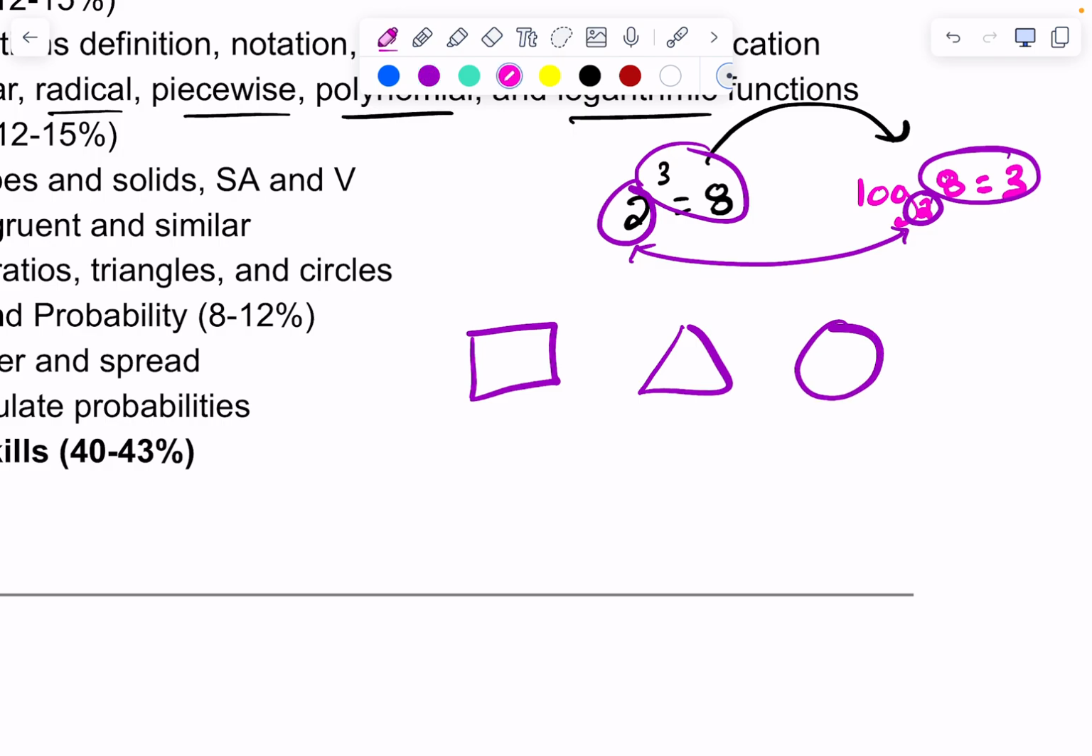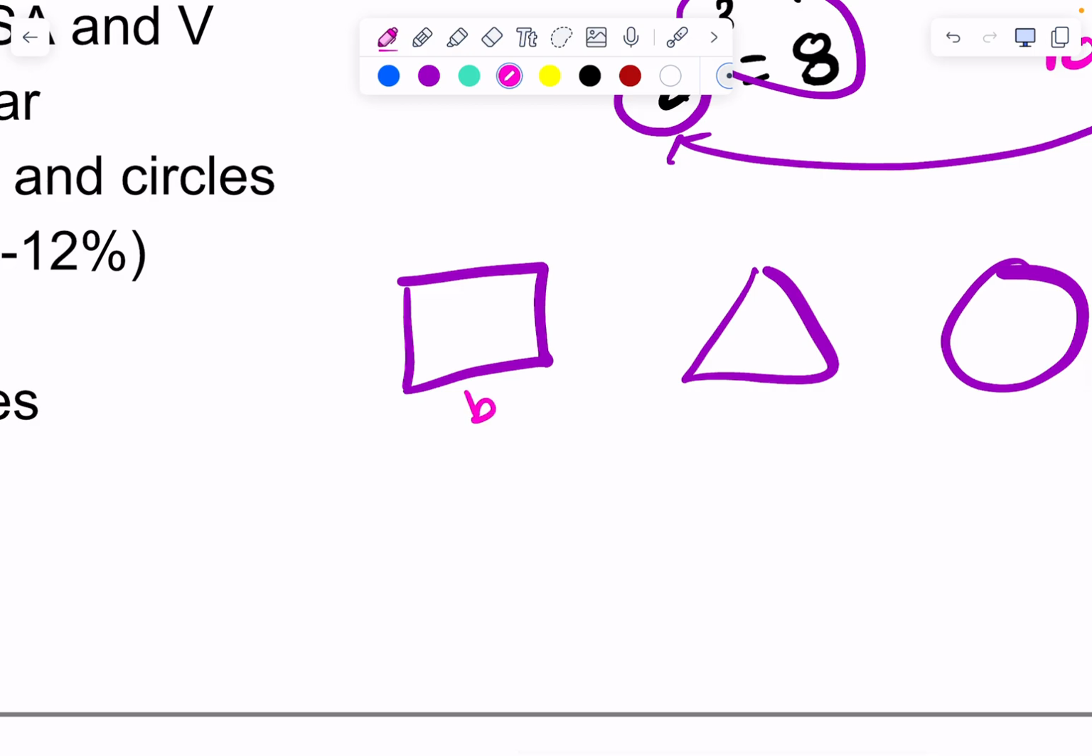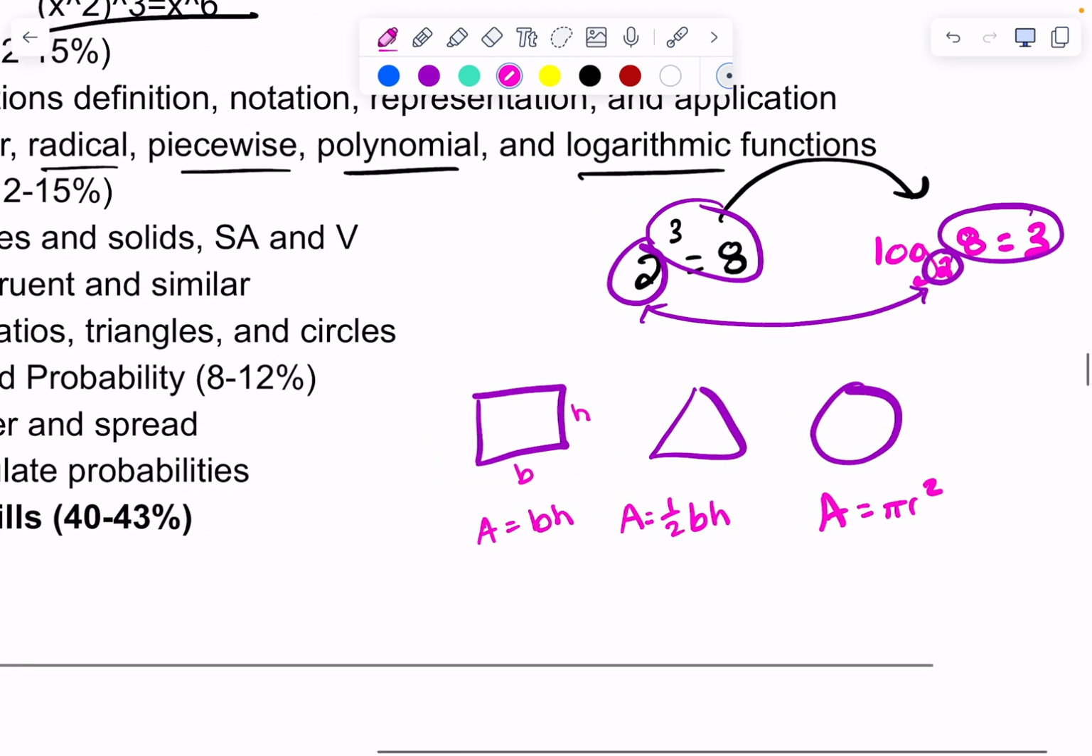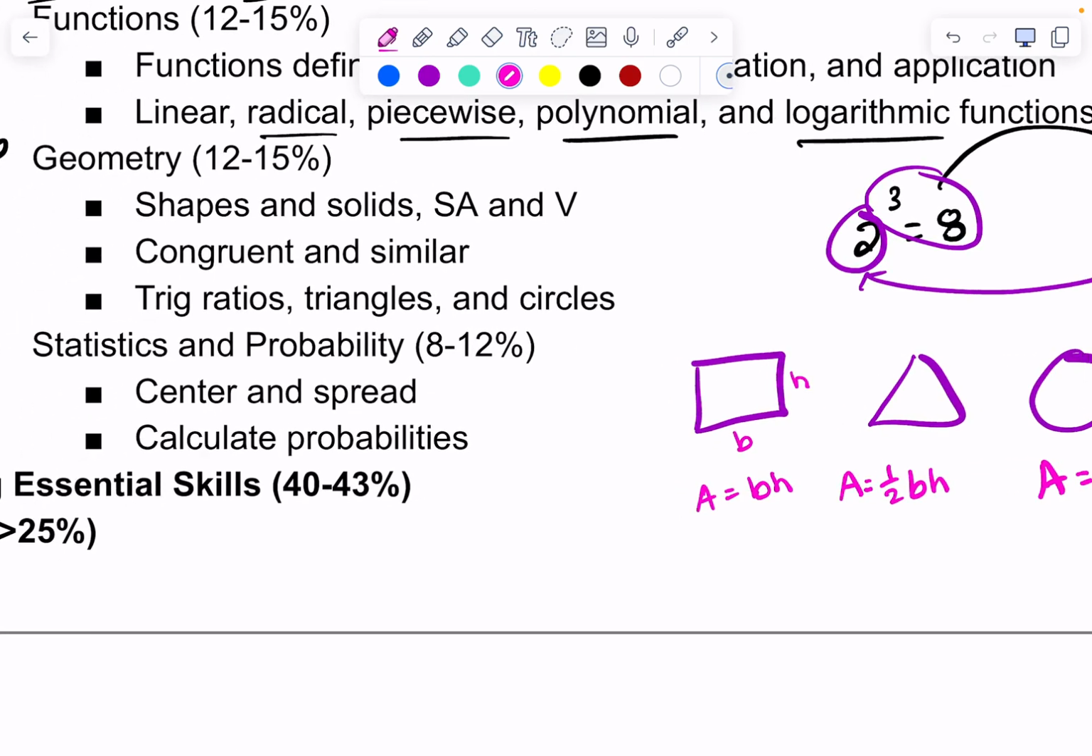How do you find the area of a rectangle? Yeah, base times height or length times width. That's the area. How do you find the area of a triangle? Half of that. Half of base times height. Okay? How do you find the area of a circle? Pi r squared. Yep. So you should have those memorized. Anything beyond that, they're going to give you.